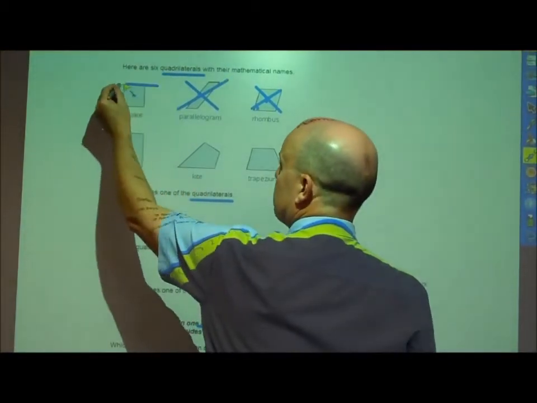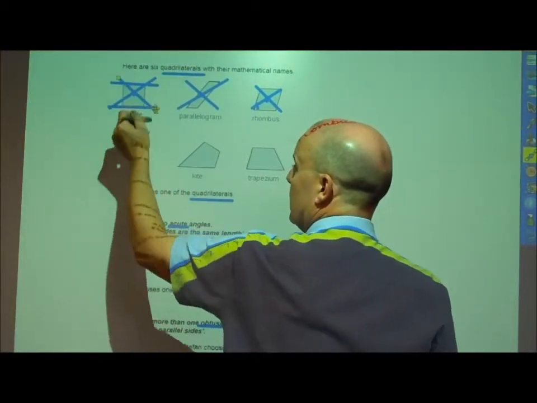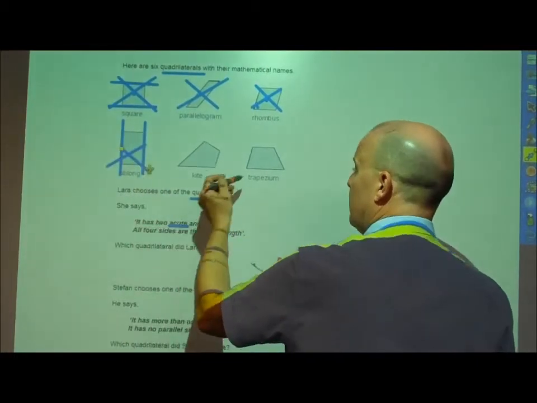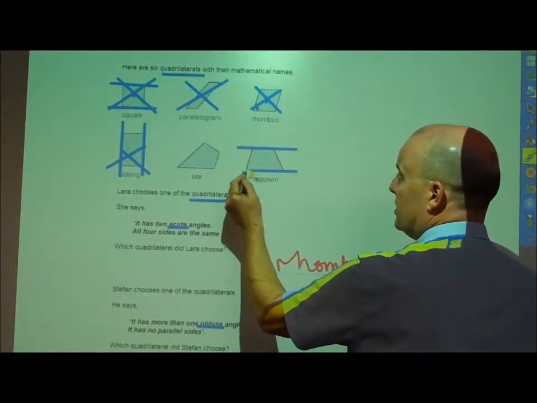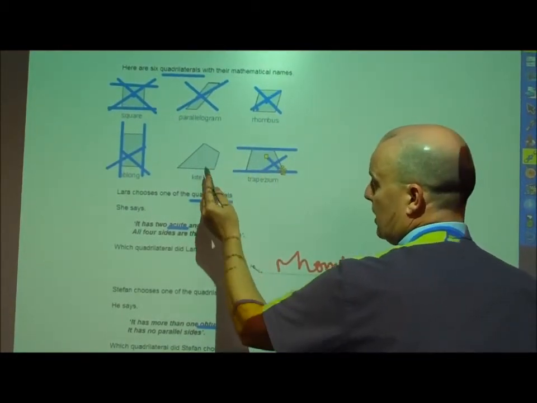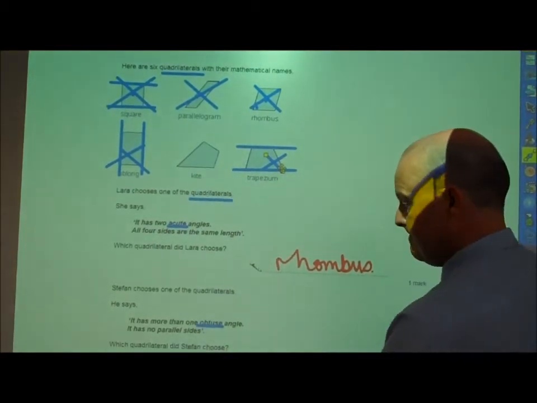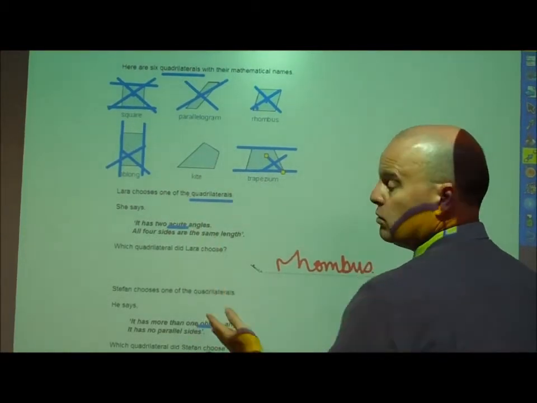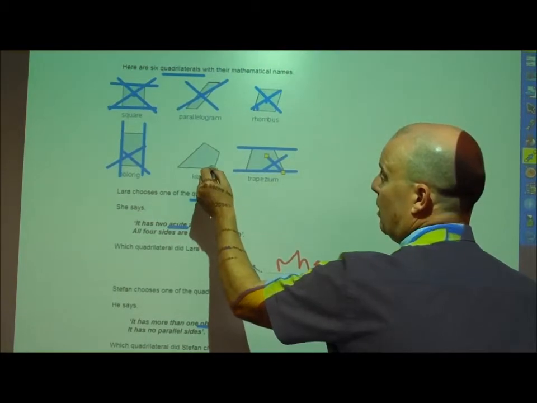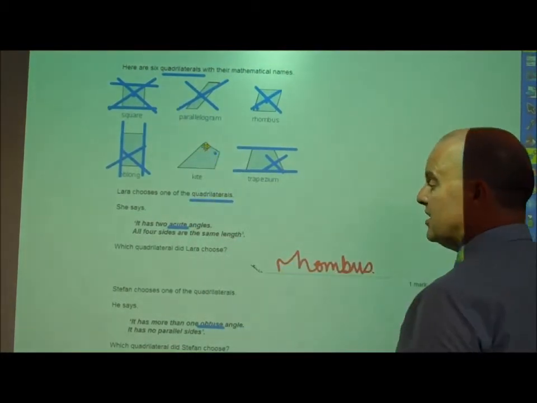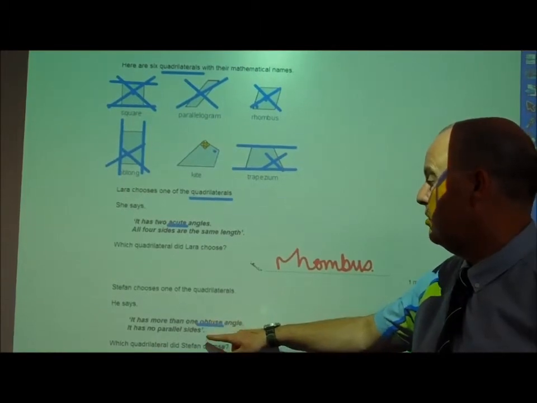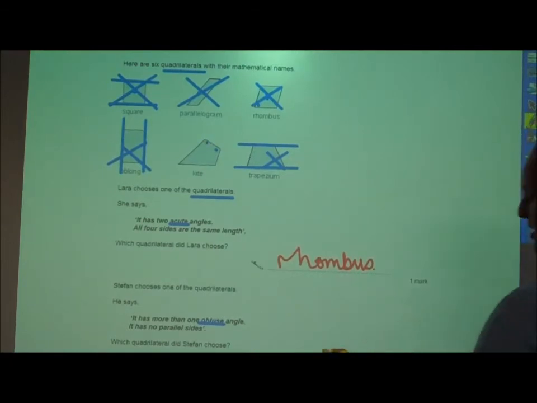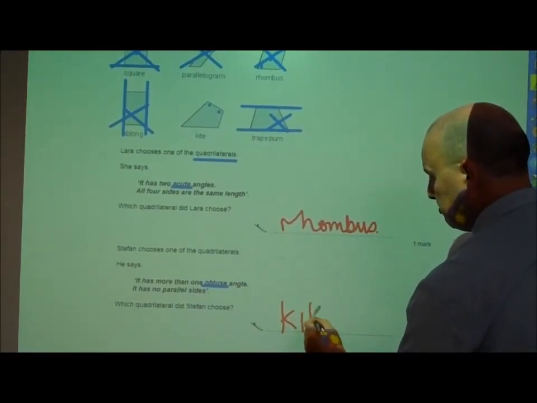Look at the square, it also has parallel lines, so it can't be this. We look at the oblong, it has parallel lines, so it can't be this one. If we look at the trapezium, it has parallel lines, so it can't be this one. So it must be the kite, but we've got to satisfy another criteria, that it's got to have more than 1 obtuse angle. So if we look at the kite, are any of those angles bigger than 90? Well, yes, 3 of them are. 1, 2, 3. So it does satisfy more than 1 obtuse angle, has no parallel sides. So the answer to this part of the question is that it must be the kite.